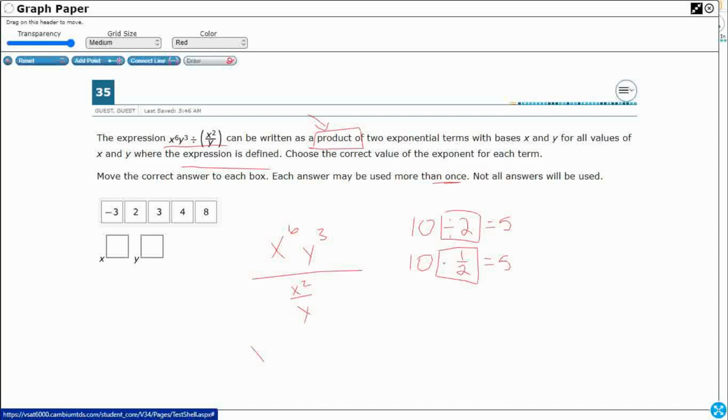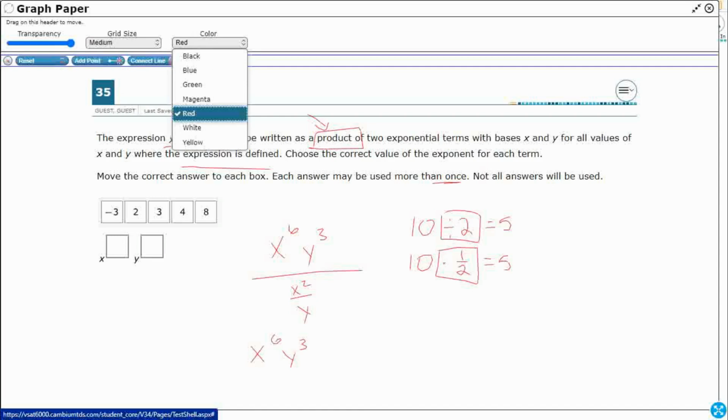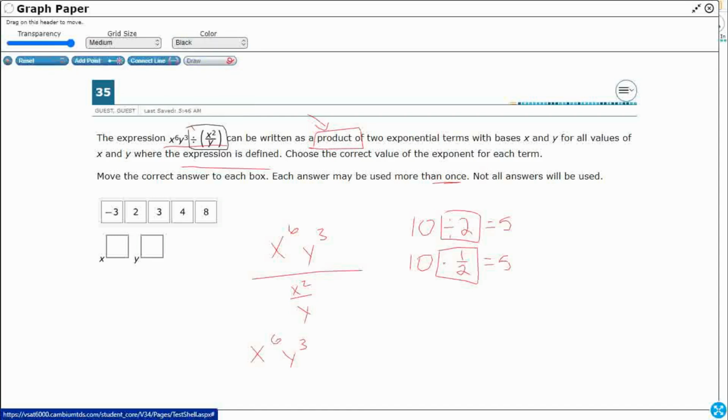We could take our x to the 6th, y to the 3rd, and instead of dividing it by this right here, what if we were to multiply it by its reciprocal? It would make our life a little bit easier. So let's do that. We're going to multiply it by its reciprocal, so now we're going to have y over x squared. If we want to combine all that, we can have x to the 6th, y to the 3rd, times y over x squared.